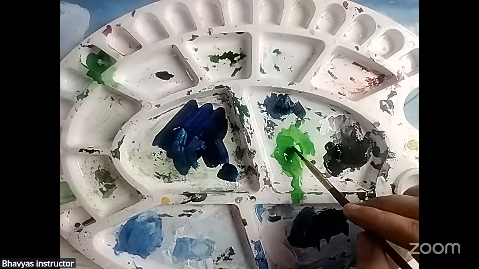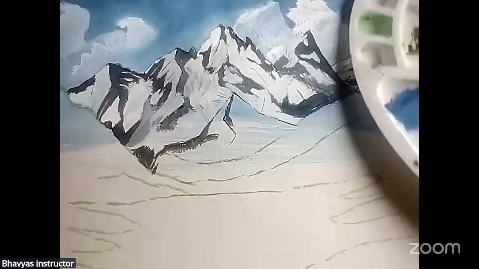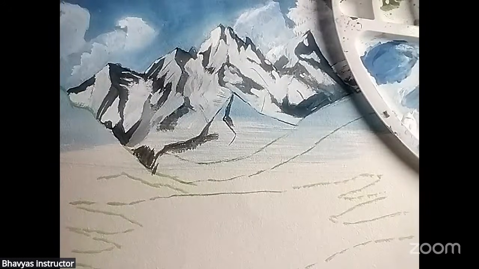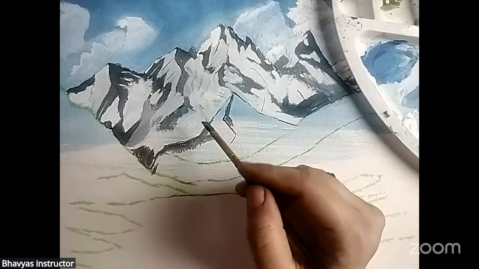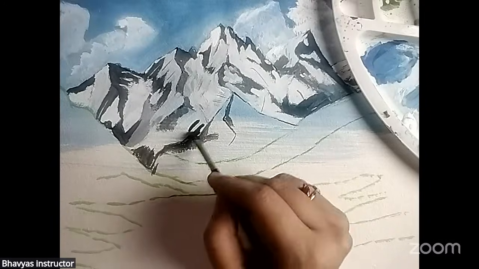Okay. Now I am mixing green with black color. Light green with black color. See here, I'll get dark green. This green I want. This is called sap green. So for the mountain, there is a little bit of green. So for that, I'll be using this green color.